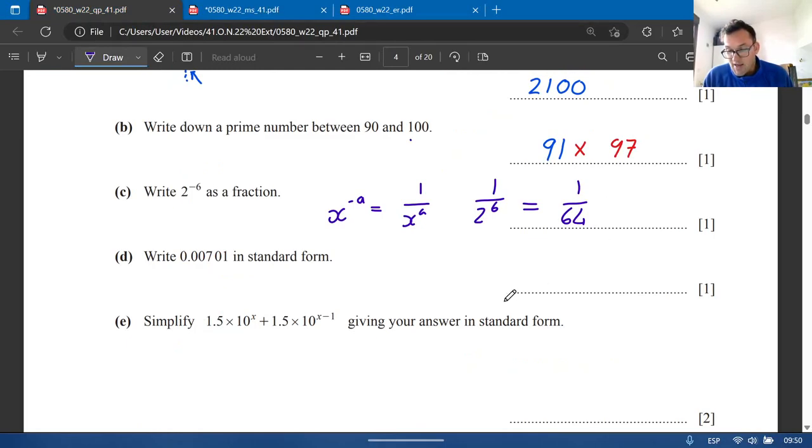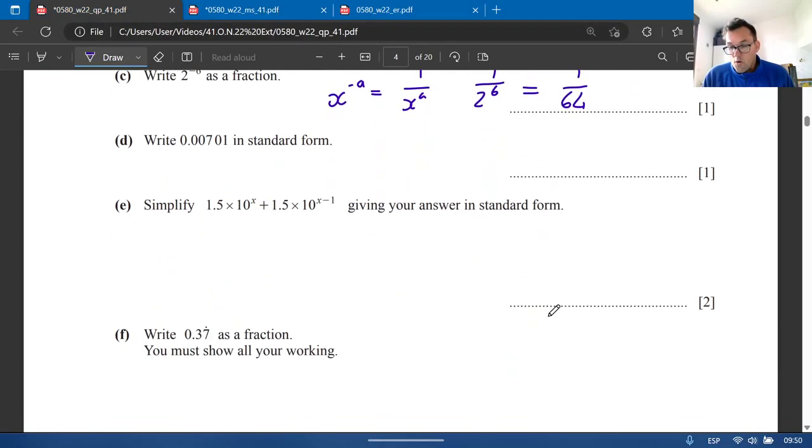Standard form. Remember, in standard form we have a number that is from 1 to 9. So that means we need to move the decimal point 3 spaces to behind the 7. So it becomes 7.01 times 10, and because it's a small number, it will be negative 3.